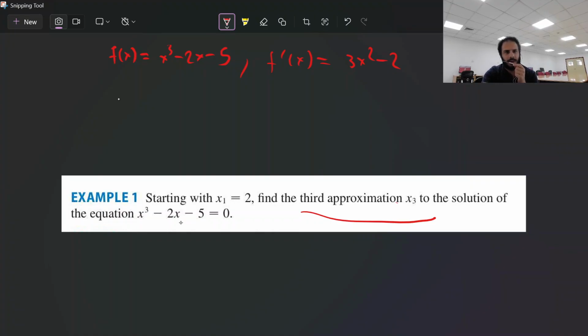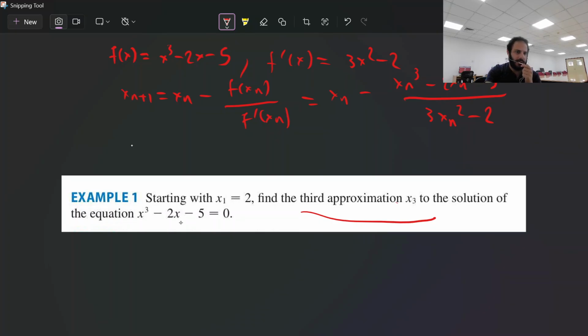Now first you write the formula. When you solve, you need to solve like this, okay? You write the formula x(n+1) equals xn minus f of xn over f prime xn. Then you substitute xn in the f and xn in the derivative. You get xn minus xn cubed minus 2xn minus 5 over the derivative 3xn squared minus 2. Write x1 now. You get x1 equals 2, right?